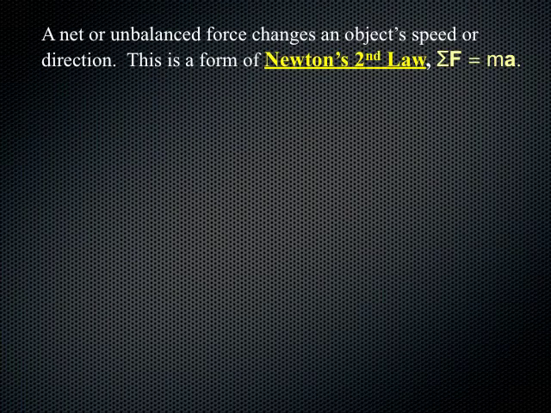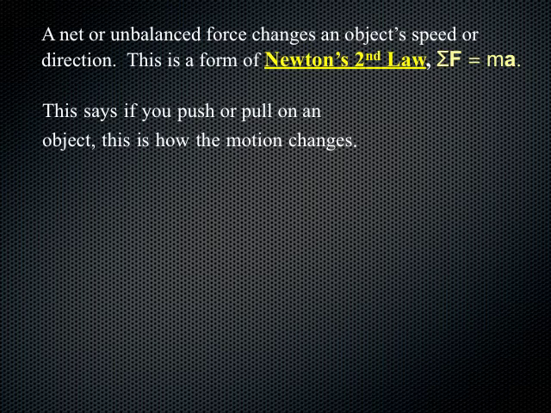Newton's laws. A net or unbalanced force changes an object's speed or direction. If you have a push or pull that doesn't cancel out, you change the motion, non-uniform motion. A net force is the cause for non-uniform motion. This is a statement of Newton's second law. Sigma F, adding up the forces, if it doesn't cancel, we have a net force, an unbalanced push or pull, which results in the mass being accelerated. Or, if you push or pull on an object, Newton's second law tells you how the object changes its motion.